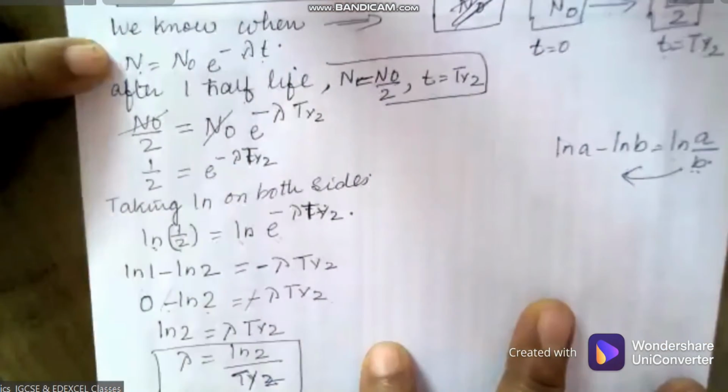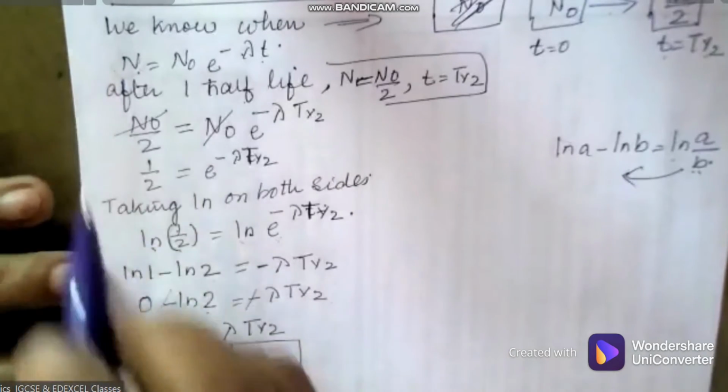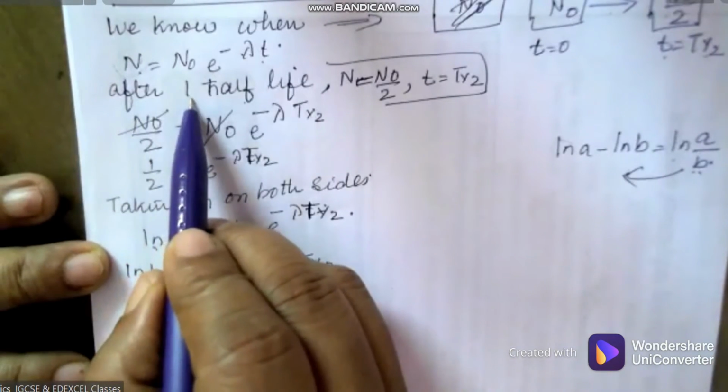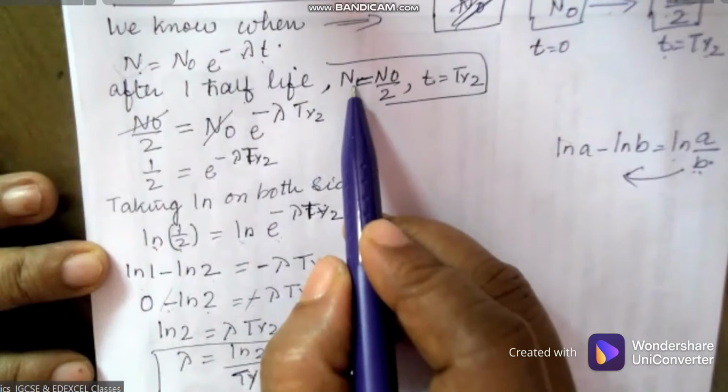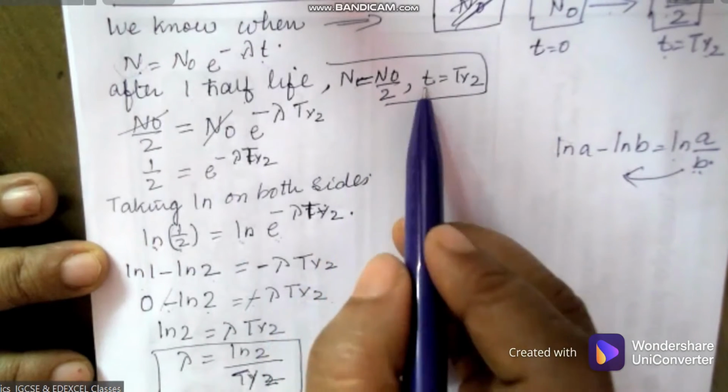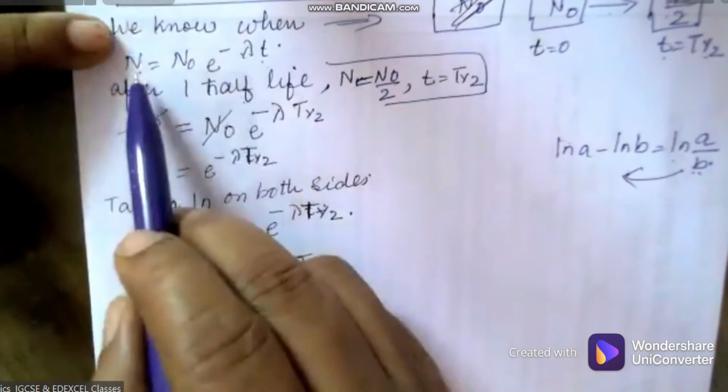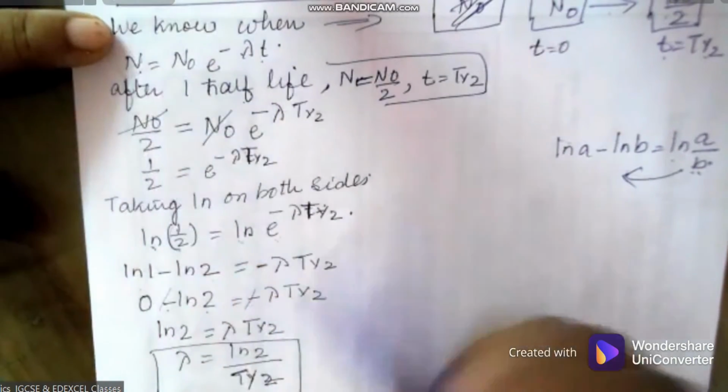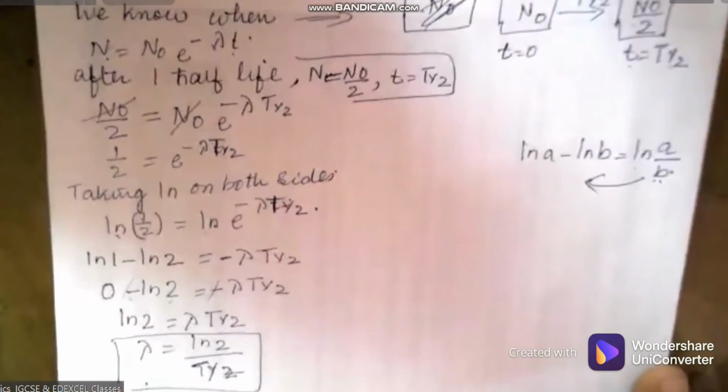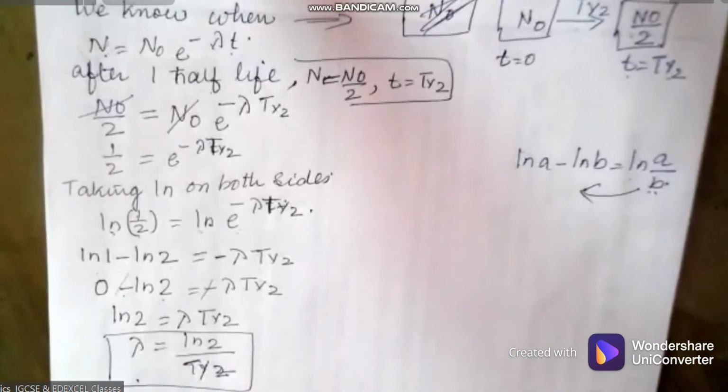Okay. Understood? From this, what we did was we assumed this one. After one half-life, number will be n naught by 2, t will be t half. Simply put that in this equation and continue. So this also you take it down.